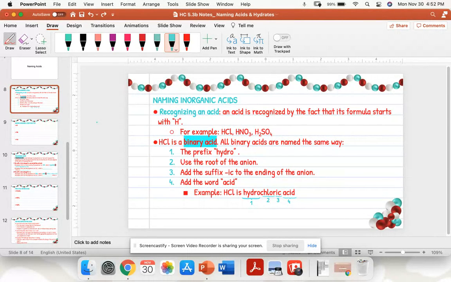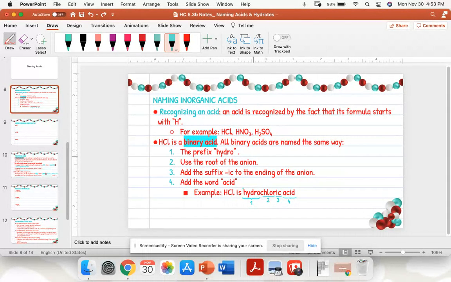So, for example, we have HCl, HNO3, H2SO4. So there's different kinds of acids. A binary acid is thinking the same way as the simple binary naming, where it's just an element plus an element. A binary acid is just hydrogen plus one other element. So this HCl up here is a binary acid, whereas these two right here are not because they have more than one element. So they have a polyatomic on them.